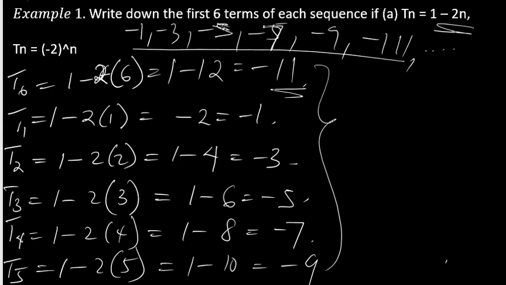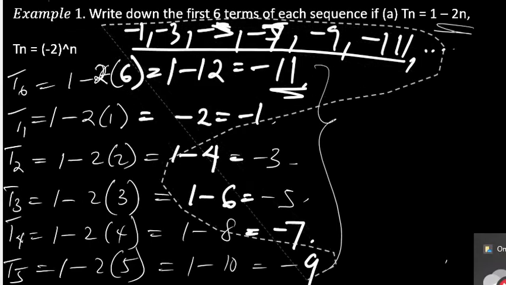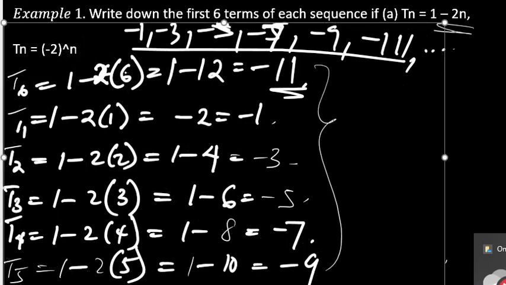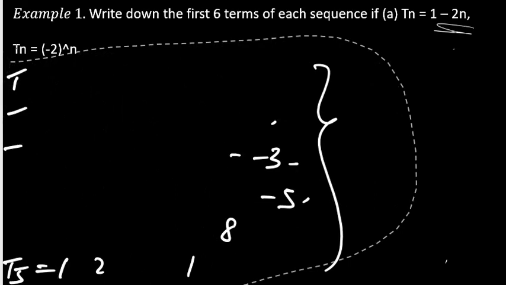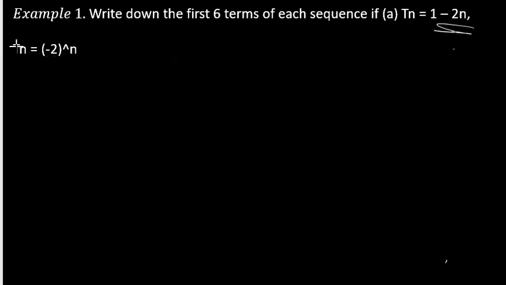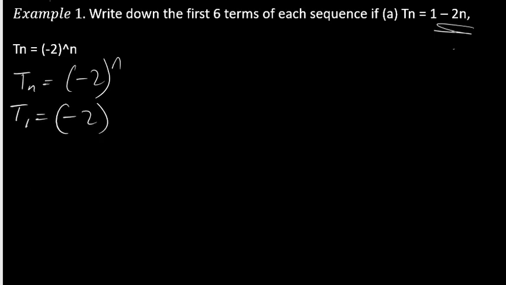So now let's look at the next question. The next question is the nth term equal to minus 2 raised to the power n. Now the first term is equal to what? Minus 2 raised to the power 1 is equal to minus 2.